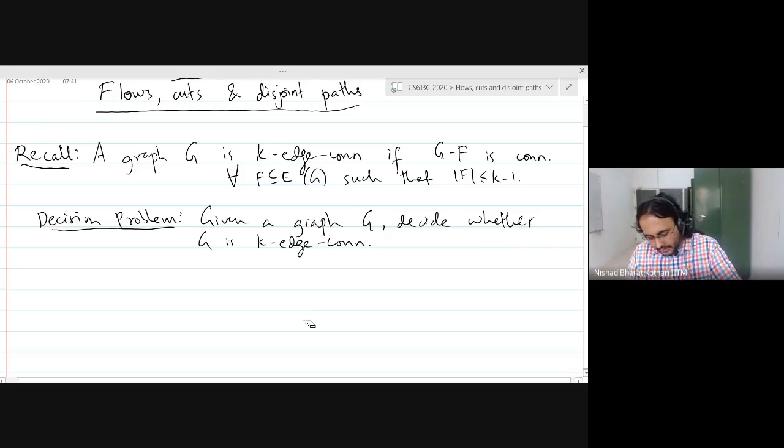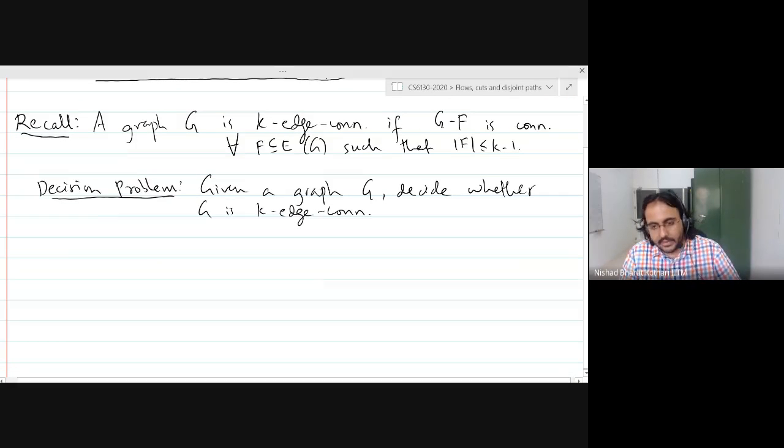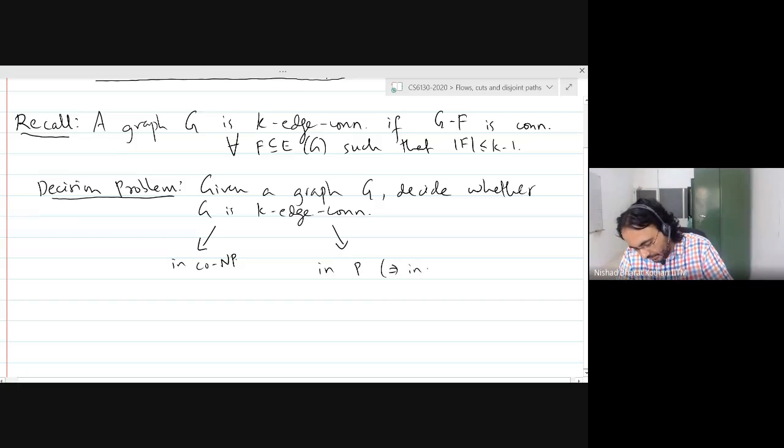And in one of the lectures, we discussed the decision problem: decide whether a given graph is k edge connected or not. If it is not k edge connected, that's very clear. You just show me a set of k minus 1 edges or fewer that disconnects the graph. So it is clearly in co-NP. And then we discussed that there is a polynomial time algorithm as well, and this implies that it is in NP.